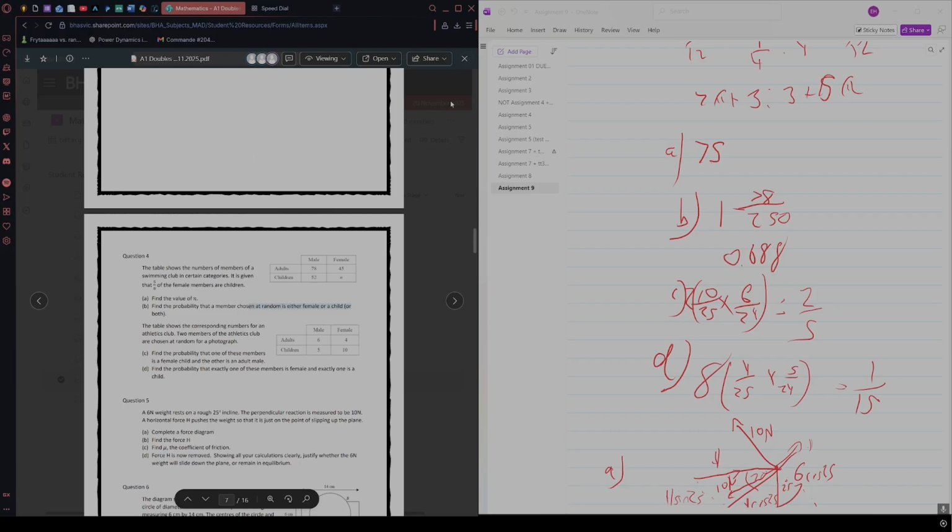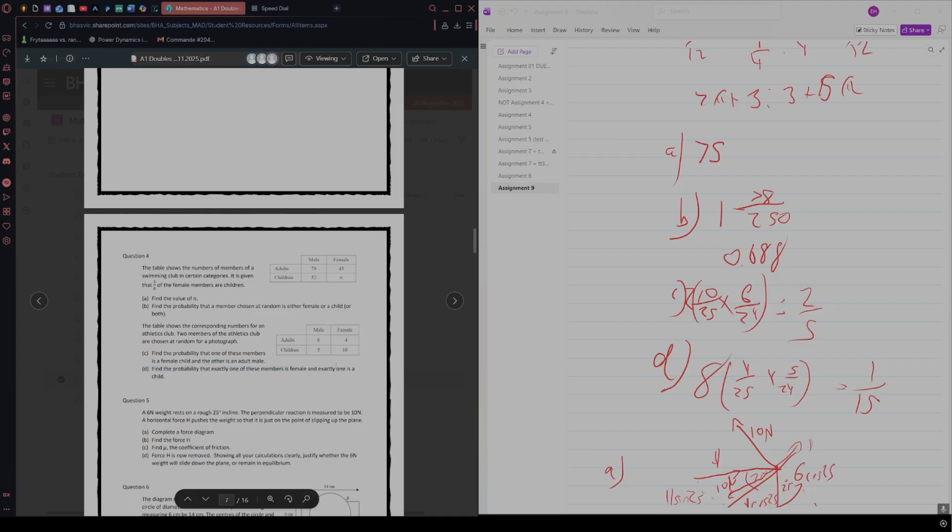Next question, we had either a female child or adult male, so then it's 10 over 25, which is the total, and then 6 over 24 because there's one less person. Multiply that by 2 because you can do it in 2 different ways, and you get 2/5. So you could draw a tree diagram, but we're not in GCSE anymore, so you can kind of just do it in your head.